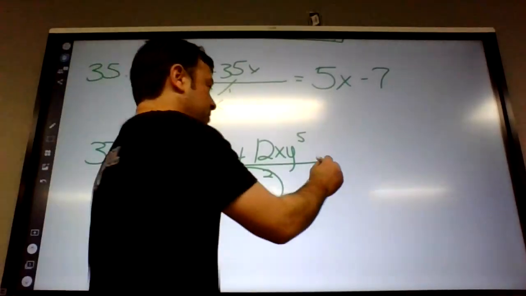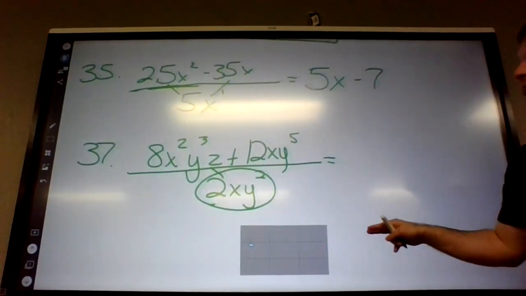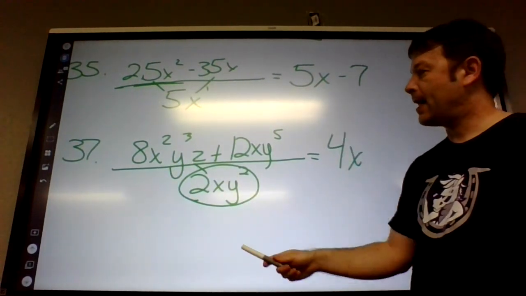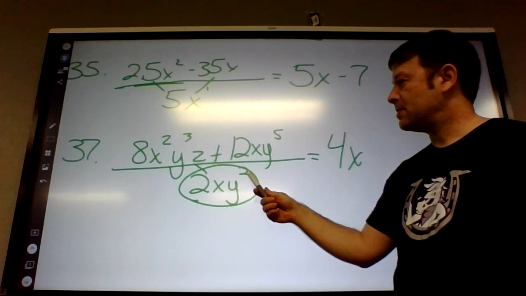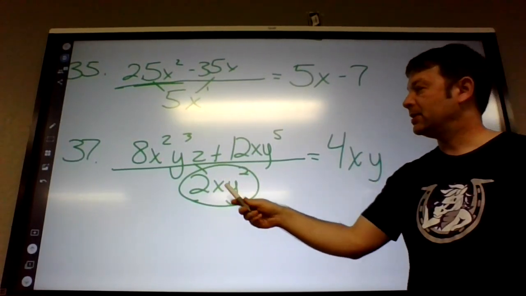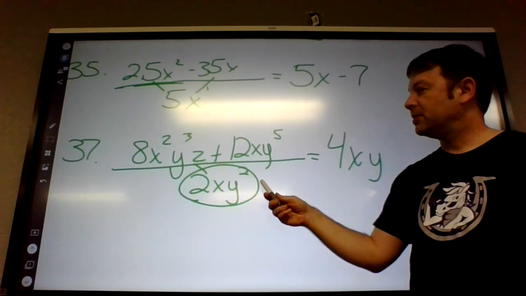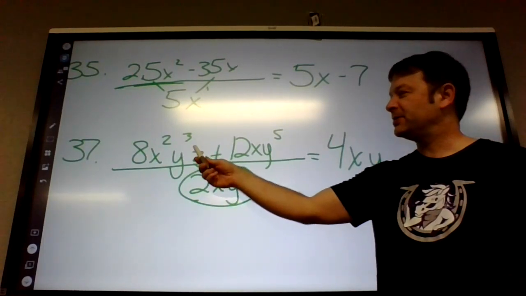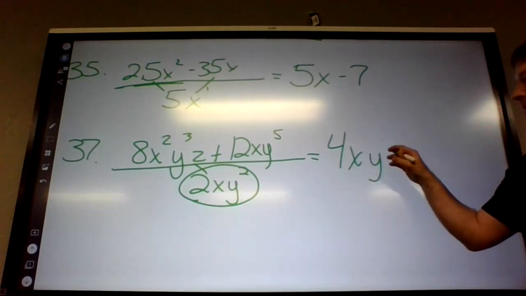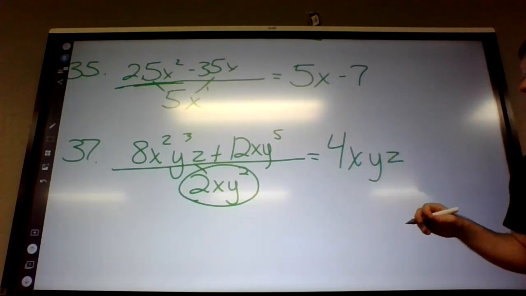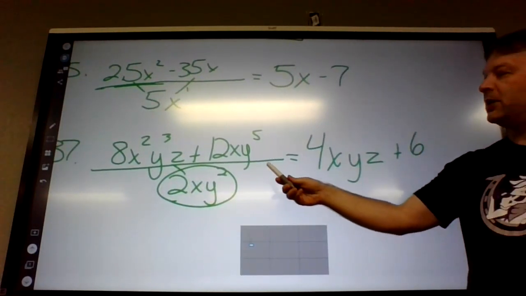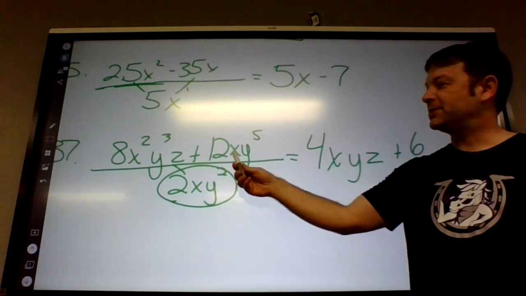So what will the first term be? 4x. And then y. Yep, plus, hold on. What about the z right here? Z is not divided by anything, so it's just gonna stay z. Plus 6x y to the third, x.